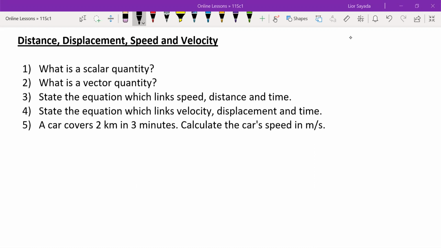In this video, we will understand the difference between distance and displacement and the difference between speed and velocity. Please write down the title, distance, displacement, speed and velocity, and then answer these 5 questions. Pause the video now and press play once you're done.